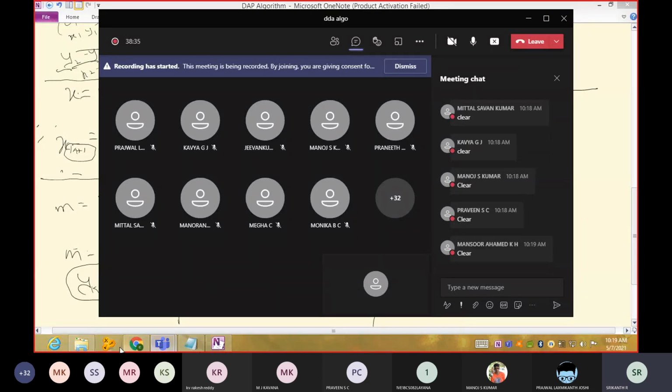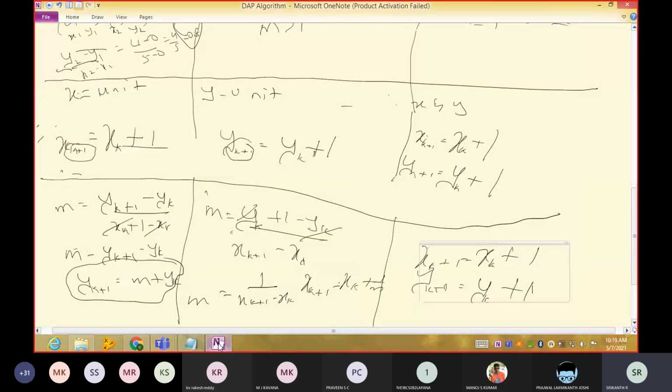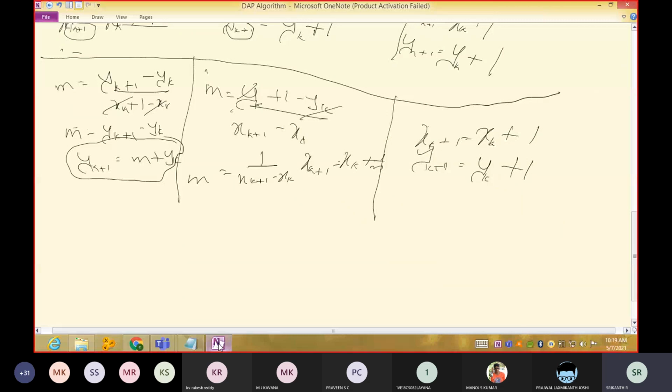So let's see one example. So these are the three cases. Let it be here like this only. Before going to the example, you people know the floor and ceiling function, right?